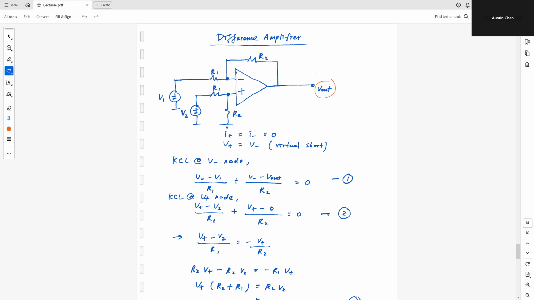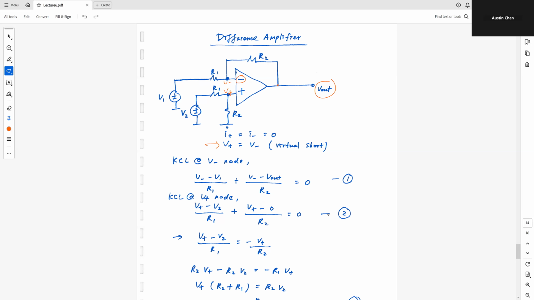I have the virtual short, just like before. I assume we have large AOL, and then we also have negative feedback, so the output goes back to the negative terminal of your input. So then I can claim that V minus and V plus are the same due to virtual short.